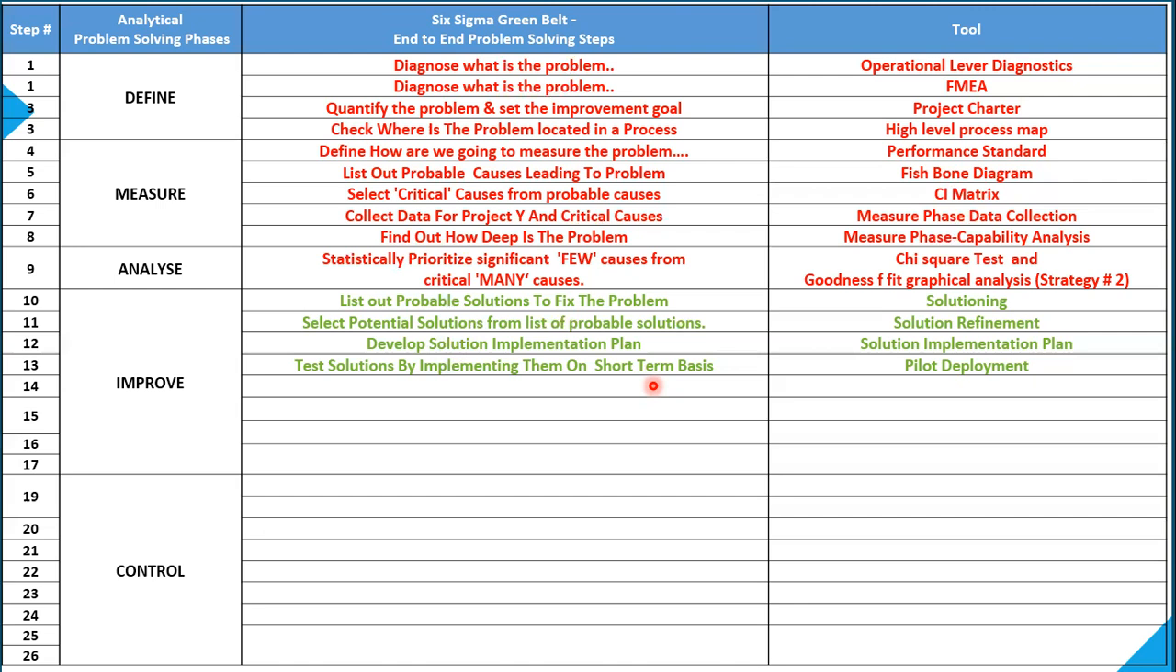So for a short period of time, we experiment with the given solutions, and if those solutions are validated, in other words, if those solutions have improved the performance of the given Y, and that too validated statistically, then only in the control phase, that is the next phase here, we're going to implement the solution on a larger scale. We call it scaling up the solutions. So right now, let's get into the improve phase and try to understand how we are going to go ahead with the improve phase. So next slide, please.